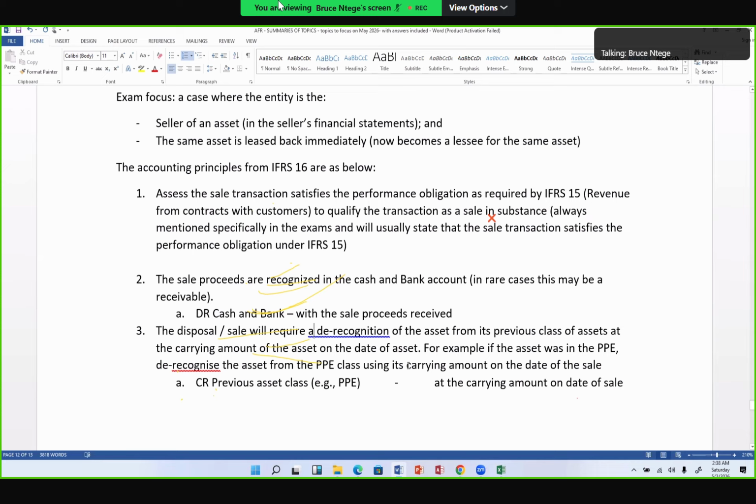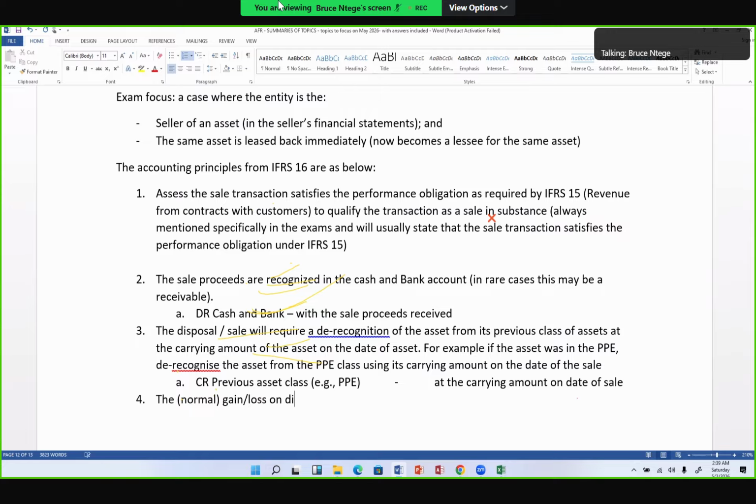Then you're going to do what we call the gain or loss on disposal. So then you are going to get the gain, and here I'm going to call it the normal gain or loss on disposal.